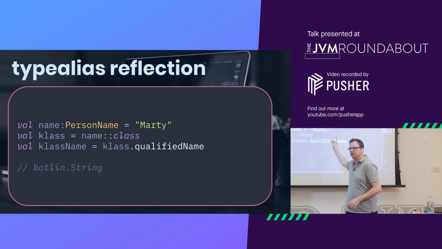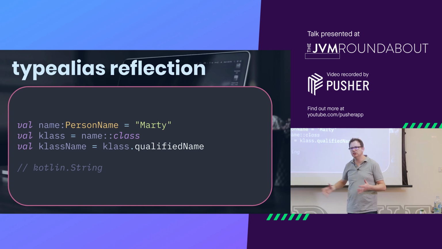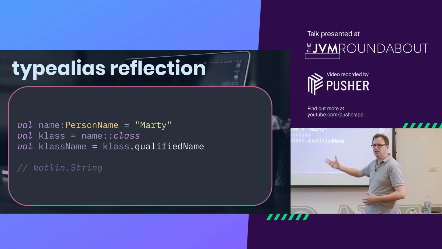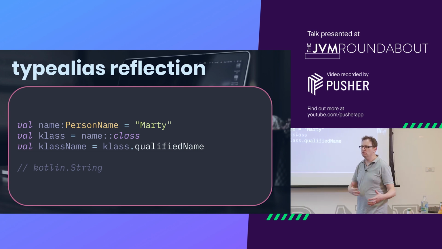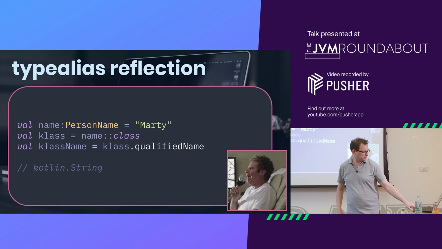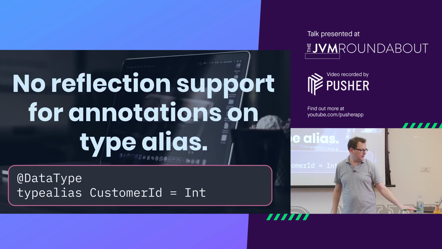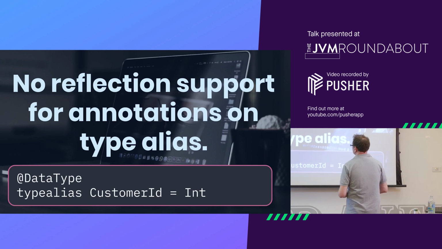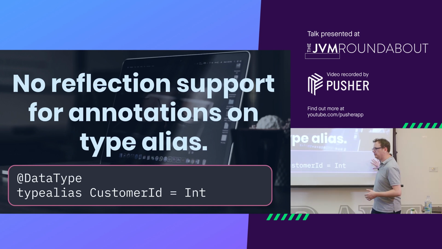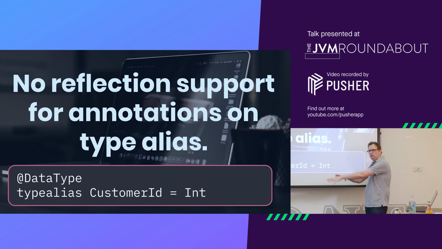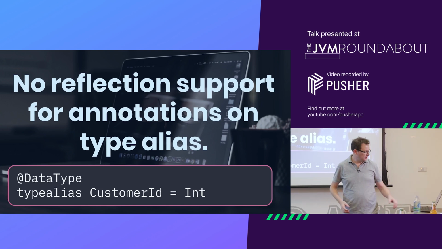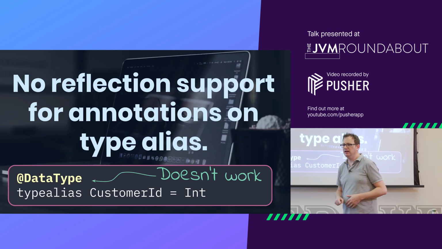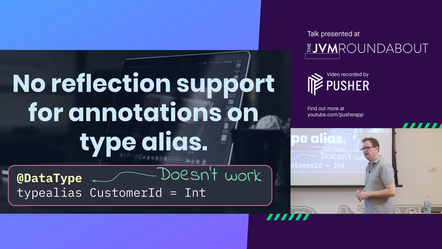If I instantiate a person name, I can't reflect on it. So this is just like in the JVM. If you instantiate an object that has like generics, the generics are lost. But if you stick it in a compile time dependency, you can reflect on it and get it back. Same thing. So the other problem that we have is that there is no reflection support for annotations on TypeAliases. So this little piece of code that you've just seen that drives how Vyne works doesn't work. So you can't do that. You cannot add an annotation to a type alias and reflect on it and expect to get information back at runtime.